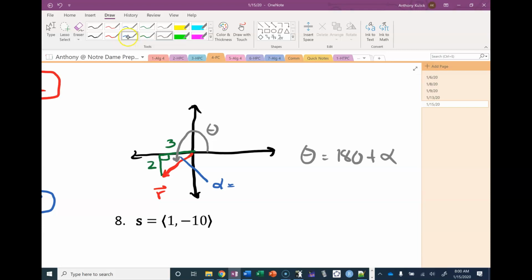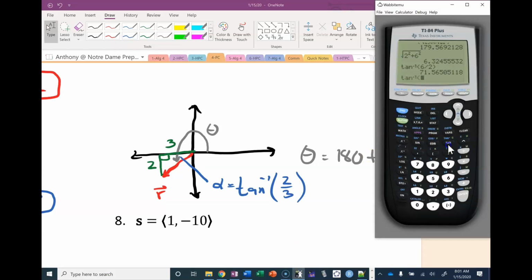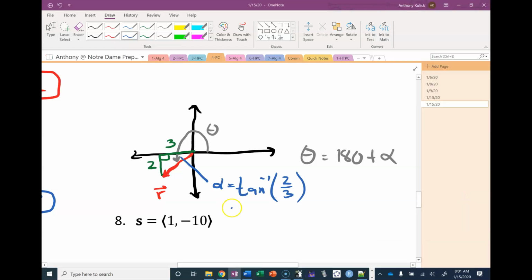All I have to do now is compute what alpha is. Well, alpha is this angle here inside of a right triangle, so I can use SOHCAHTOA. I know about the opposite and adjacent sides, so I can use tan inverse of opposite over adjacent, which is going to give me 33.69. So when I add this together, I get 213.69 degrees.